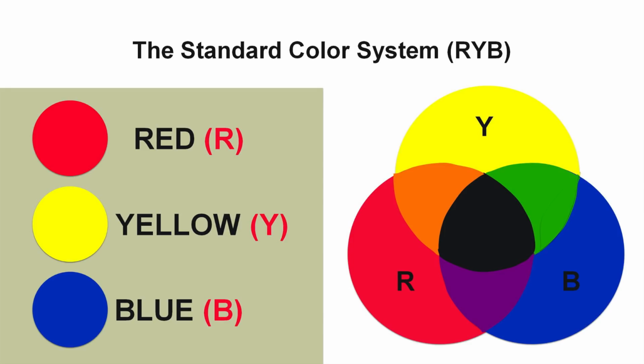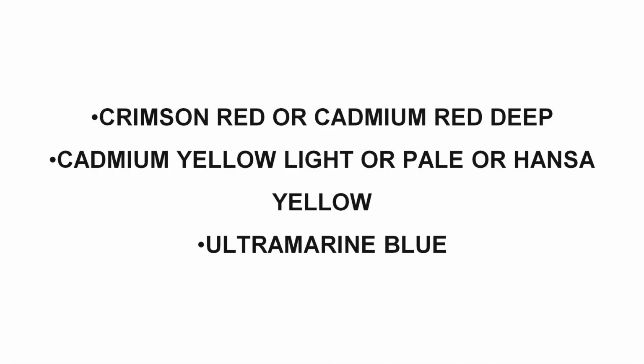The standard color system is the most traditional model for mixing artist pigments. Red, yellow, and blue are the primary colors here. That's why it is also called the RYB system. That is mostly used for art and art education. The artist colors that relate to these primaries are usually crimson red or cadmium red deep for red, cadmium yellow pale or Hansa yellow, and ultramarine blue.